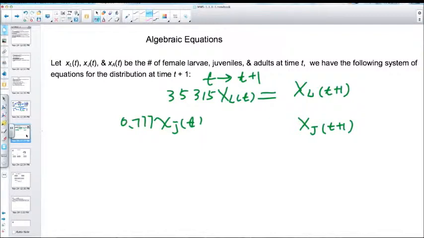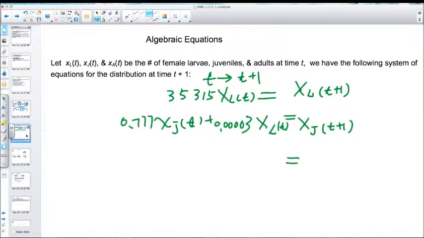And the next, we got those survivors from the larvae to the juvenile. That's a very small number, 0.3. And then multiply the larva population at the time t. This is how many juvenile population in the next month.